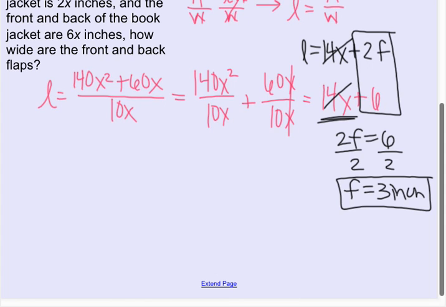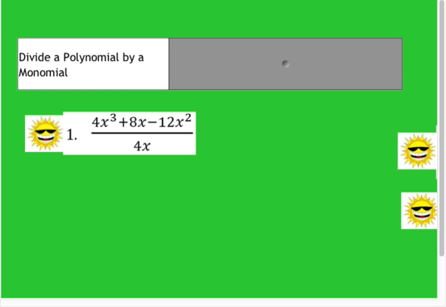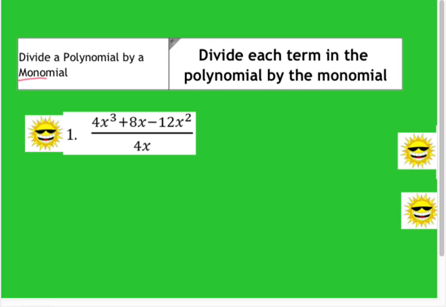Let's look at a few more problems. We're going to divide a polynomial by a monomial. Whenever we're dividing by a monomial, only one, mono means one, you can divide each term in the polynomial by the monomial. That's what we did on the problem before. So let's do that for example 1. I'm going to rewrite it all out, dividing each part by 4x.